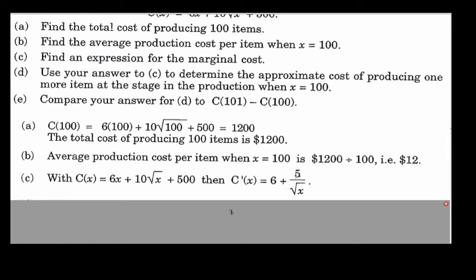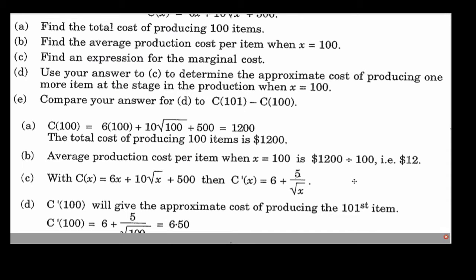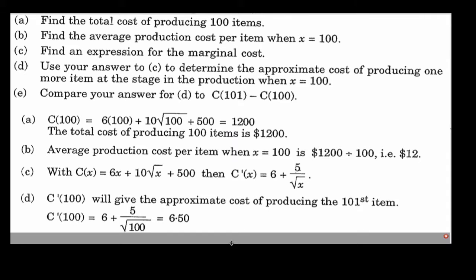So use our answer to C to determine the approximate cost of producing one more item at the stage in the production where x equals 100. That is just C'(100). Okay, that's the cost of producing the 101st item. So we substitute 100 into our marginal cost formula here, and we get 6.5 or $6.50. Okay, that's what we call the marginal cost.